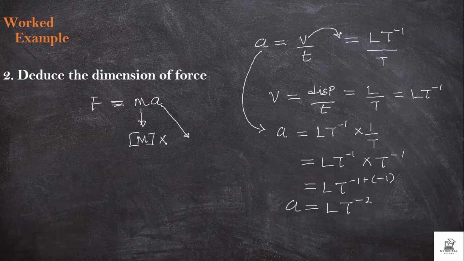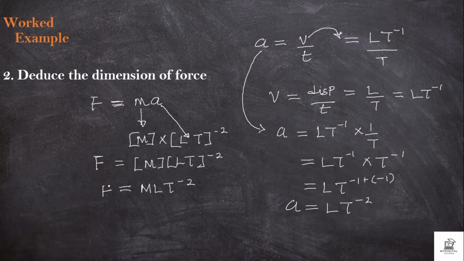Now I come back to this place first. So A now is LT raised to power minus 2. So which means that the dimension of force is equal to MLT minus 2. So this is the appropriate thing to do. Some people can just write it as MLT minus 2. So the dimension of force is MLT minus 2.